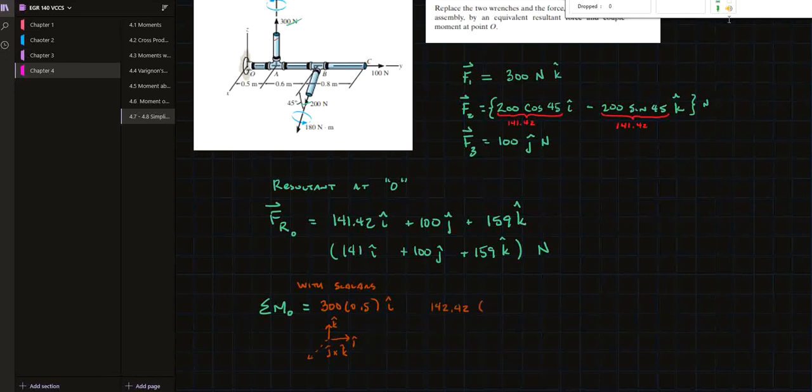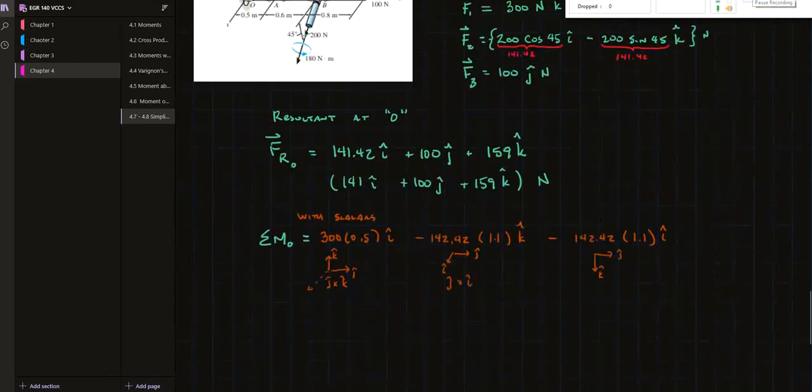So then I have a 141.42 with a distance of 1.1 meter. So this turns out to be a J cross an I, and J cross I gives us a minus K. So I now have the Z component here with the same distance, 1.1. And then this is J cross the minus K, which gives us a minus I. Okay, that's all the forces turned into moments.